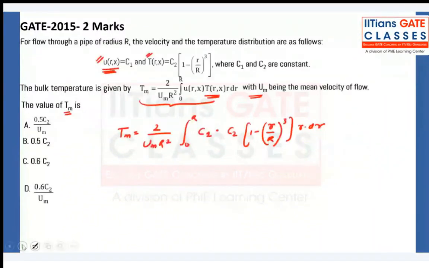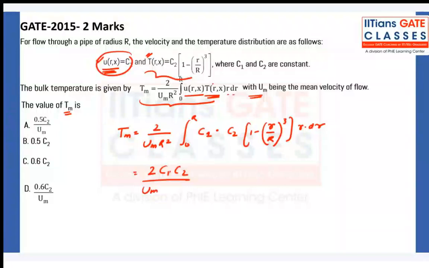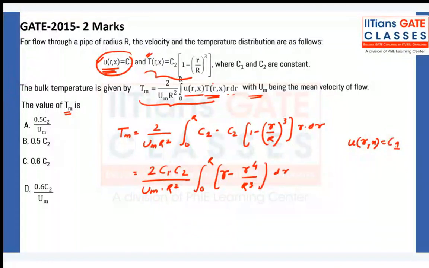So I have put u1 like this, and T by this, and r dr. Now I need to integrate, I can say, C1 C2 upon u_m r square, 0 to r, 1 minus, in fact, r minus r^4 upon r cube dr. Now look, u is varying in r and x direction, but it is still a constant. So u at any r or any x is basically a constant.